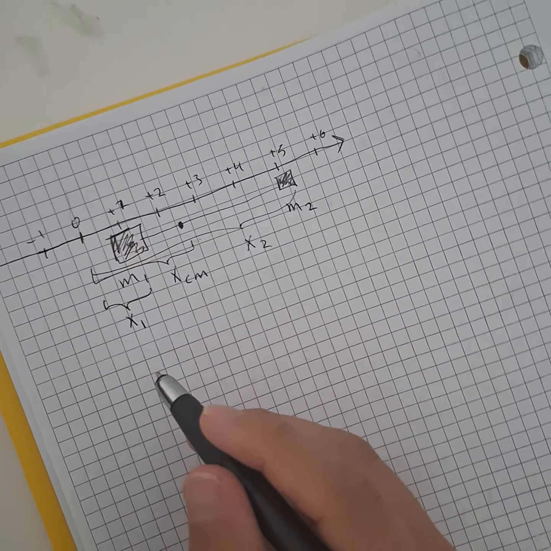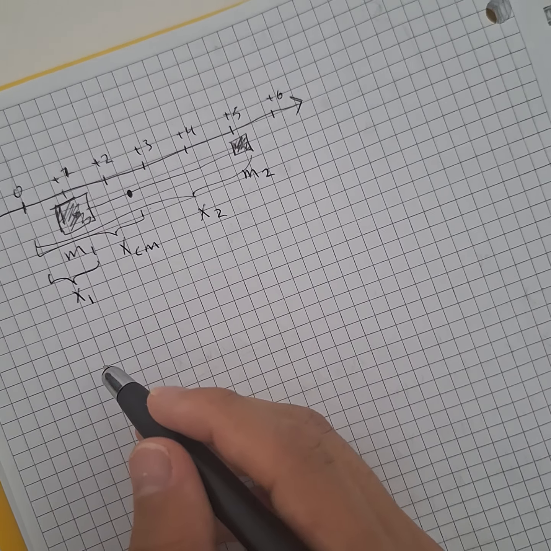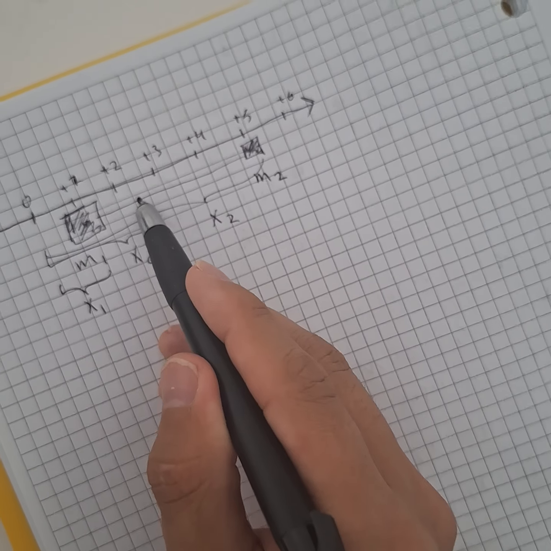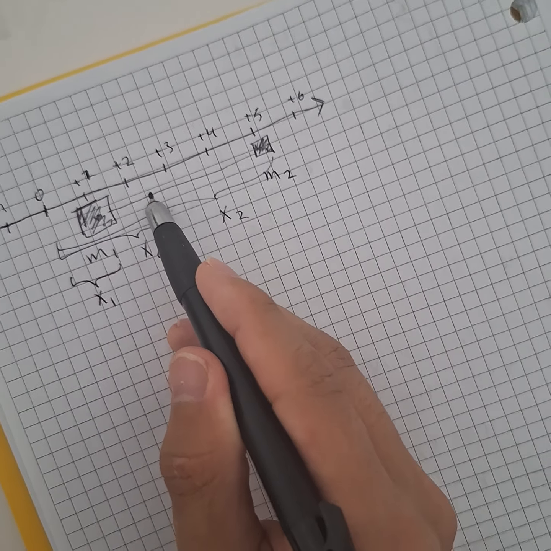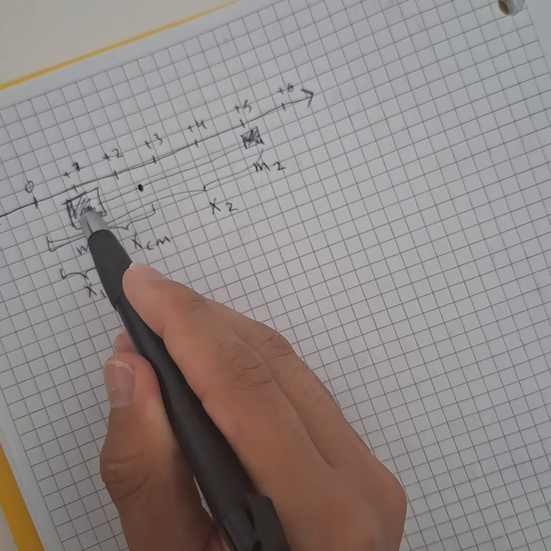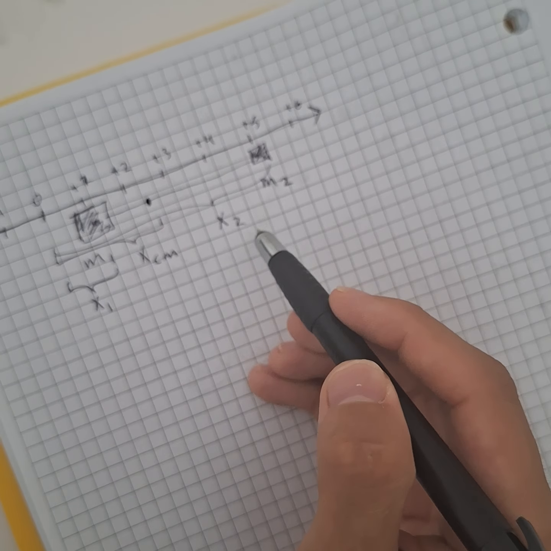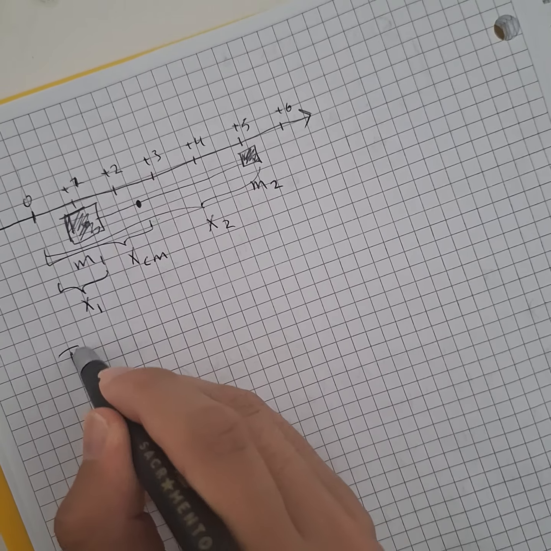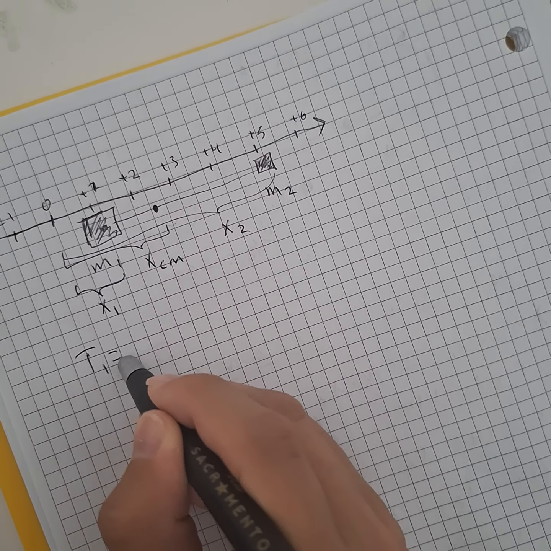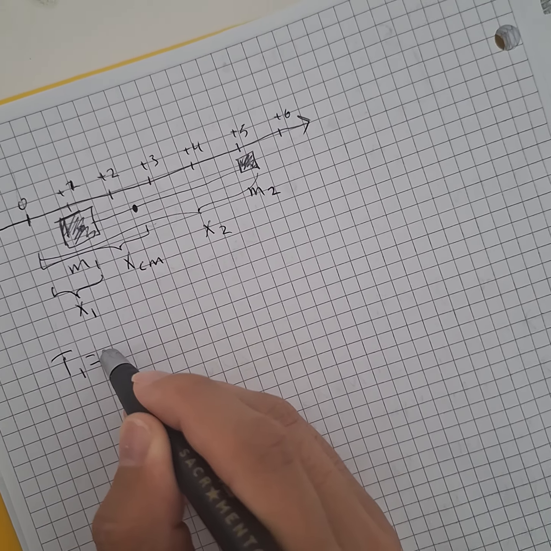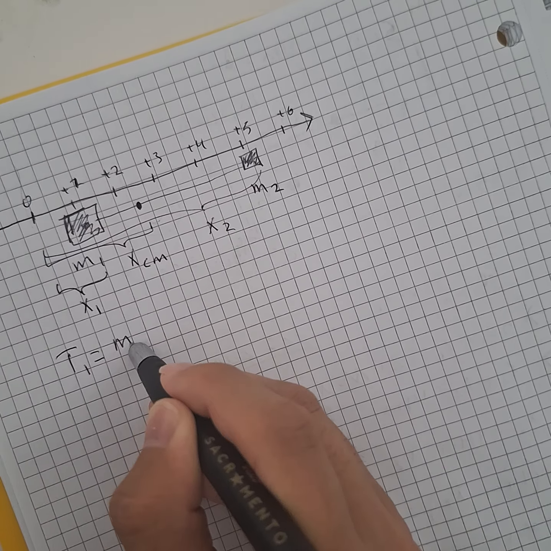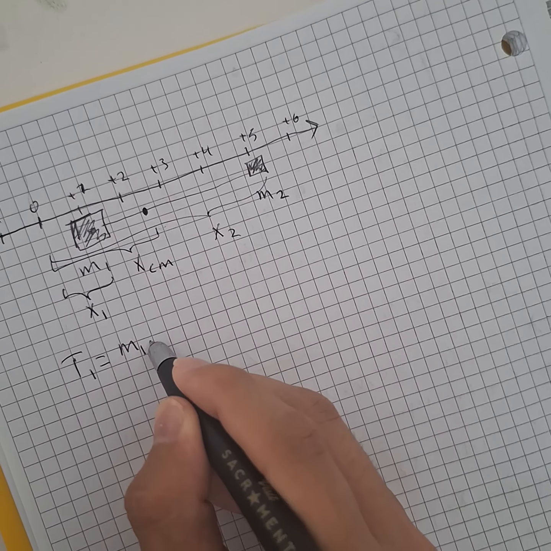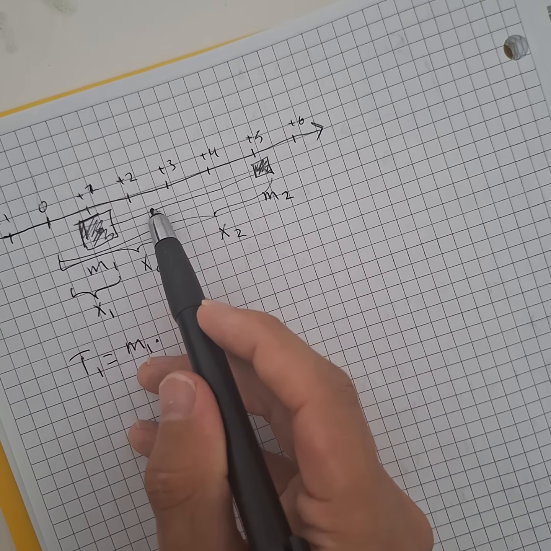Now, if you remember from the previous examples, in order for the center of mass to be a true center of mass, the torques on these two objects must be equal. And the torque for each object is the following. Torque for object 1 is equal to the mass of that object times its distance from the center of mass.